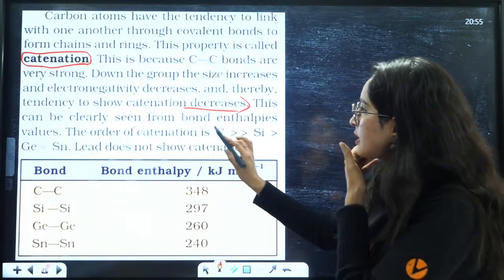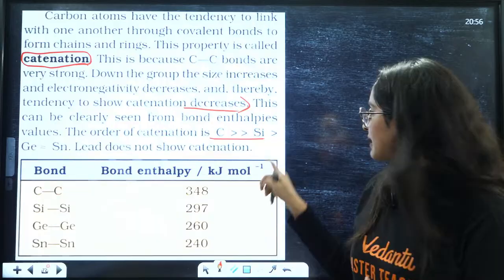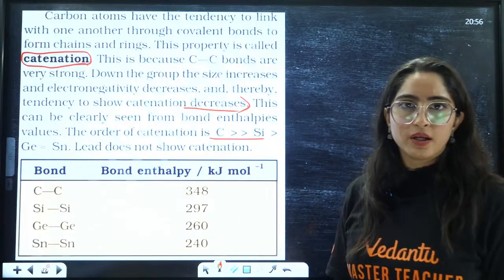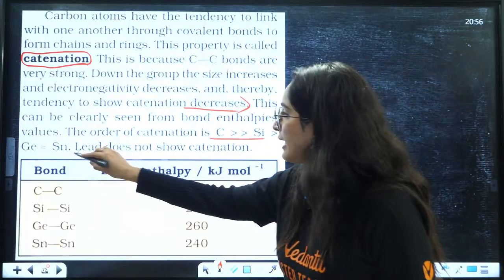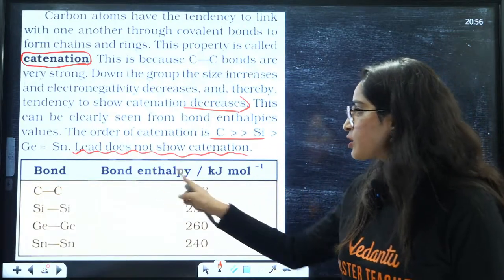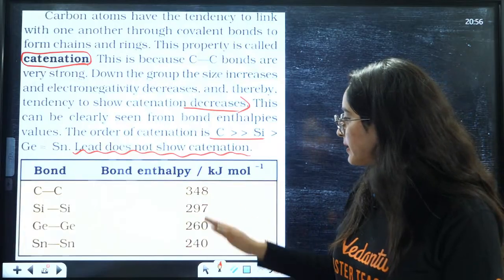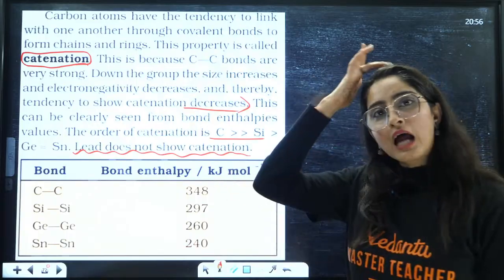This can be clearly seen in bond enthalpies. The order of catenation is maximum in carbon, then silicon, and then it will decrease. Eventually it will go to zero, right? Lead does not show any catenation. Okay, so now this is the bond enthalpy. Carbon has the maximum energy, then it is decreasing down the group.